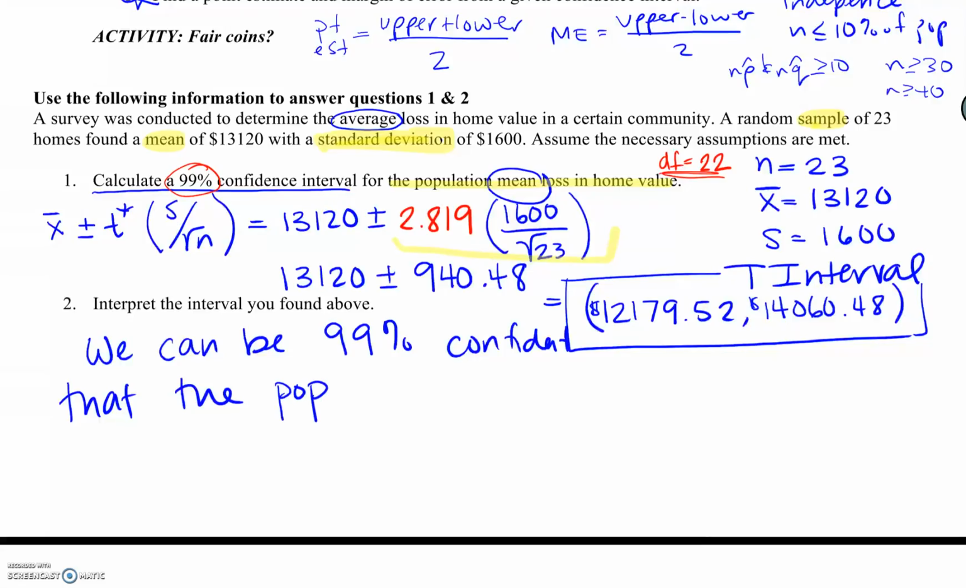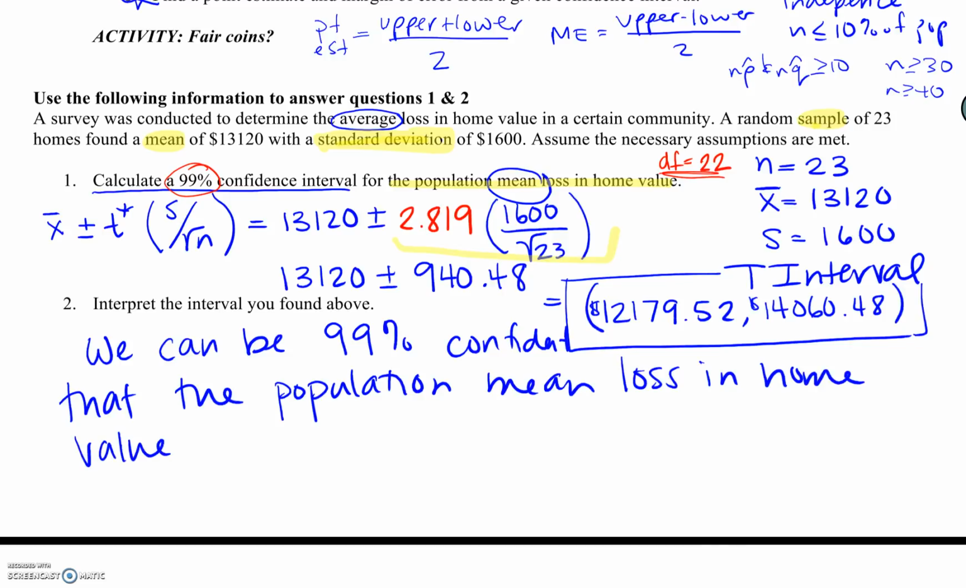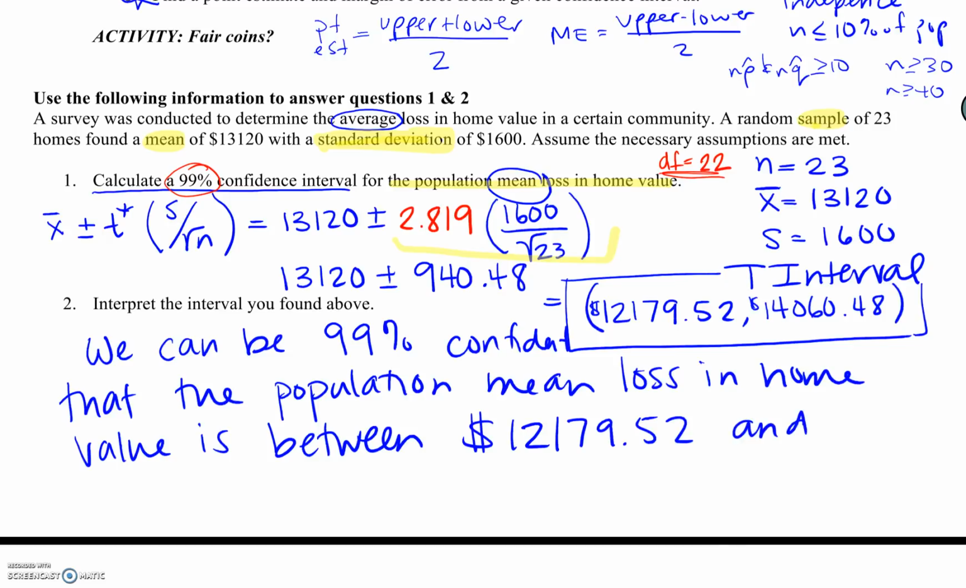The population mean loss. So we're saying the population mean, our mu, and then what it is, loss in home value, is between, make sure we have our units, so the dollars is there, we're good, $12,179.52 and $14,060.48. All right, so we're 99% confident that the true population mean loss in home value is somewhere between those two numbers. That's it.